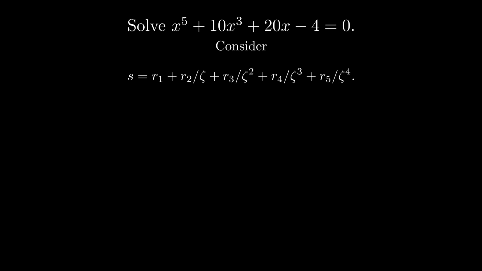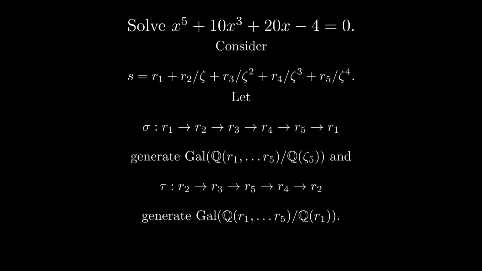What nice properties? Let sigma and tau be these elements that generate these two Galois groups. Sigma cycles the roots 1 to 2 to 3 to 4 to 5, and tau doubles each root index and subtracts 1, thereby fixing R1 and permuting the rest. Sigma has order 5, and tau has order 4, so every element is some power of sigma times some power of tau. And keep in mind that sigma fixes zeta, and tau fixes R1.